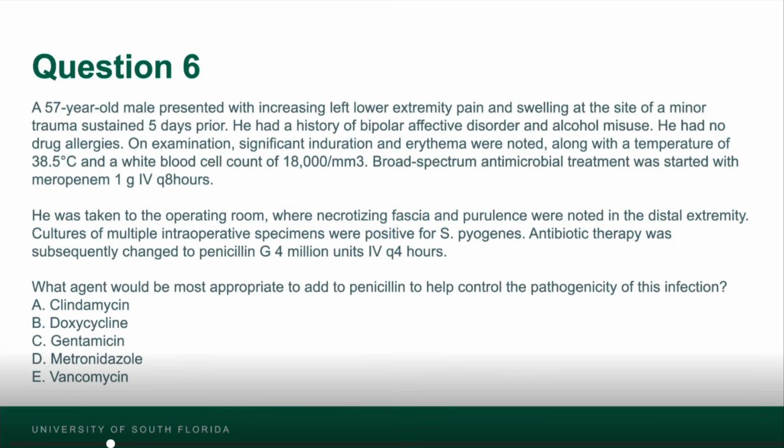Broad-spectrum antimicrobials are started, then narrowed. He's taken to the OR where necrotizing fasciitis and purulence were noted in the distal extremity. Cultures of multiple intraoperative specimens were positive for Strep pyogenes. Antibiotic therapy was changed to penicillin. So what would you add? For pathogenicity, I would add clindamycin.